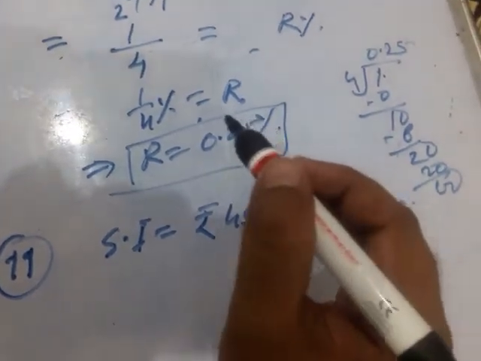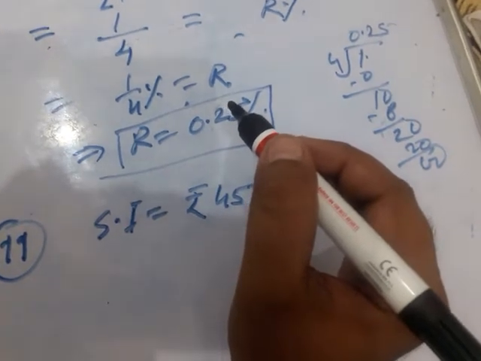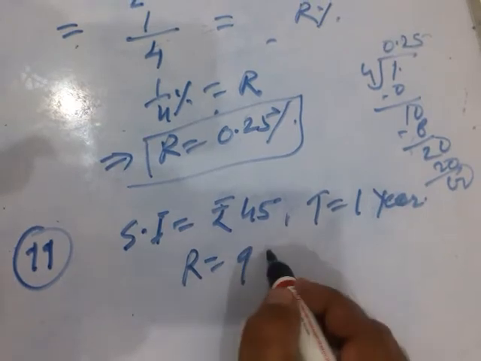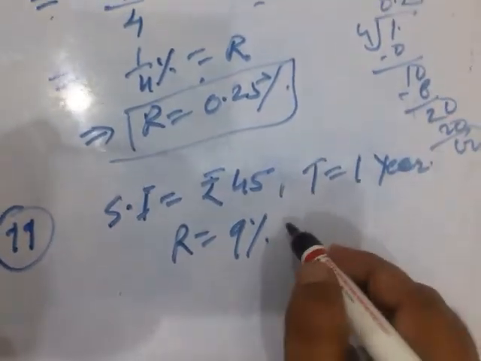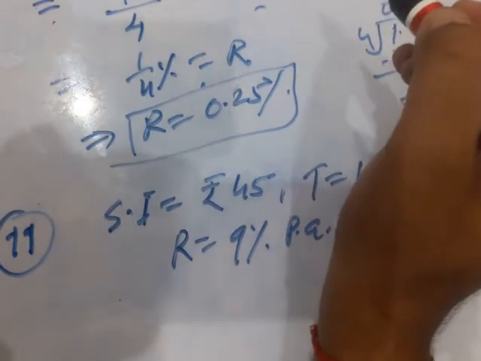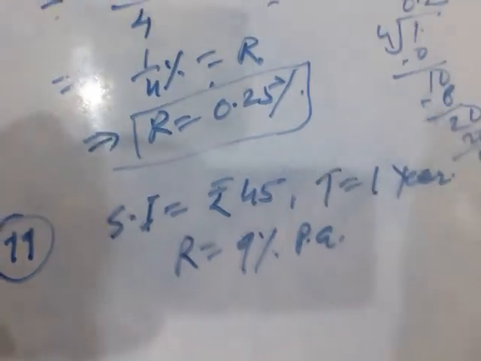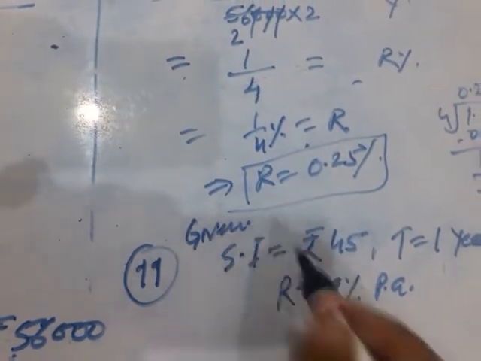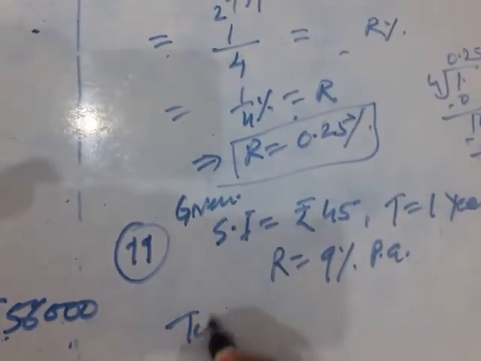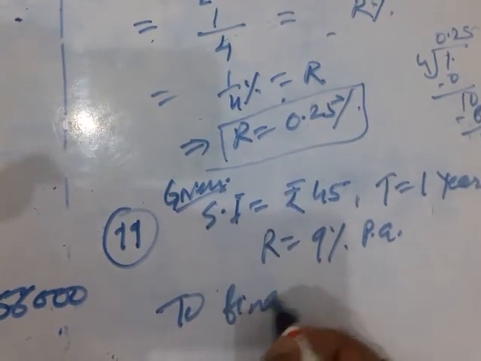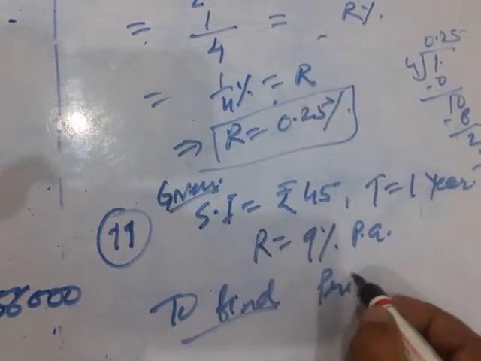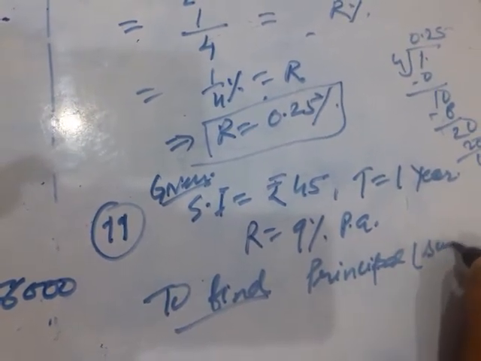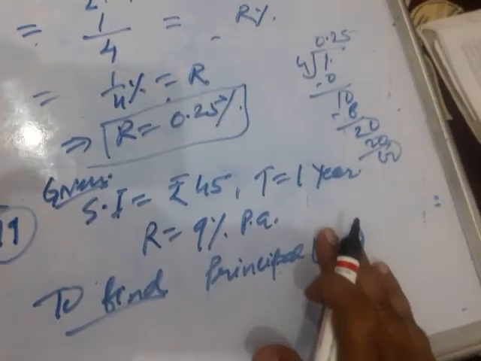If Meena gives an interest of rupees 45 for 1 year at 9% rate, what is R equal to? 9% per annum. Then what is the sum she has borrowed? The sum she has borrowed means principal. Here, what do we have to find out? To find out the principal sum, that is the sum we have to find out.